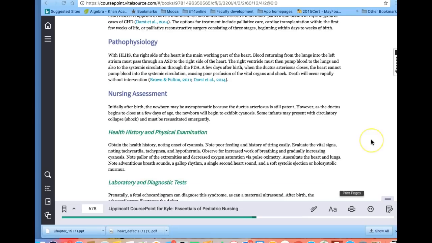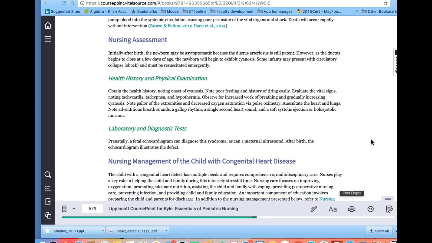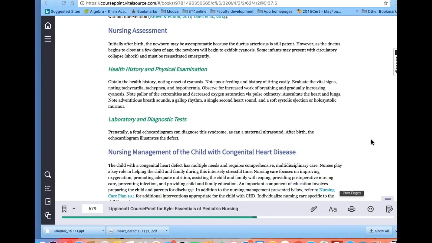Again, with this one, if you have a patent ductus, then your baby may not seem like there's anything going on until that patent ductus starts to close. Then you have stenosis appear, and they go downhill pretty quick once that patent ductus closes. So these guys might get some prostaglandin to keep that open.